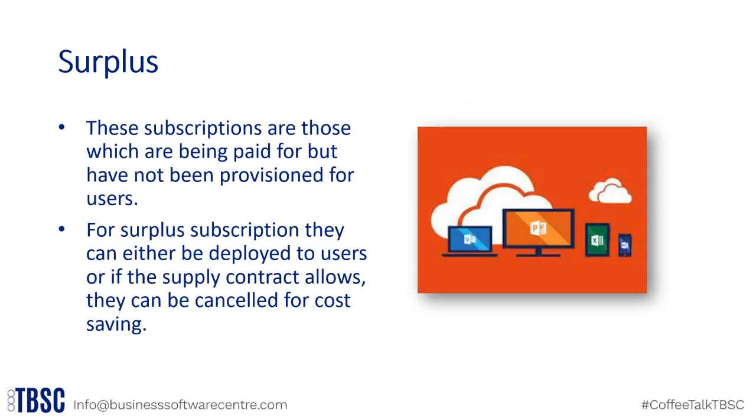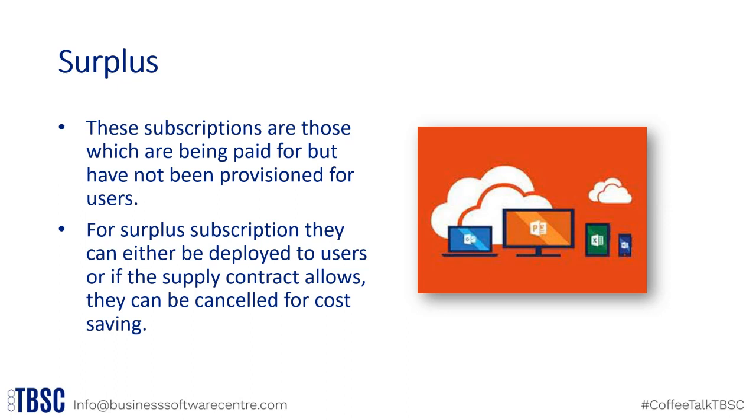The third way that you can cost manage your licenses is through surplus. These subscriptions are those which are being paid for but not being provisioned for users. An example of this is, say, you had an idea that you were going to hire 10 more people onto the team, and so you purchased an extra 10 licenses just in case. Well, it turns out maybe plans changed and you're no longer having those new employees start at that particular date. So now you have a surplus of 10 licenses that you aren't using, but you're paying for.